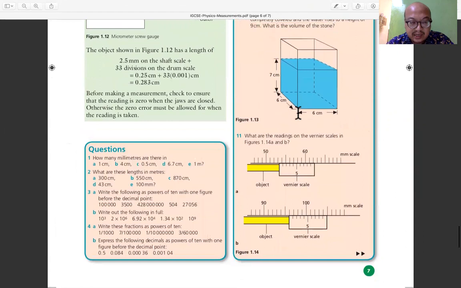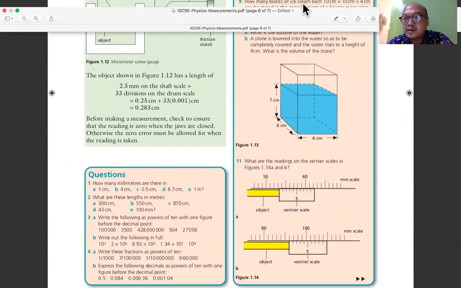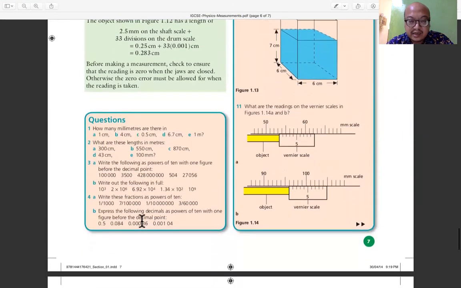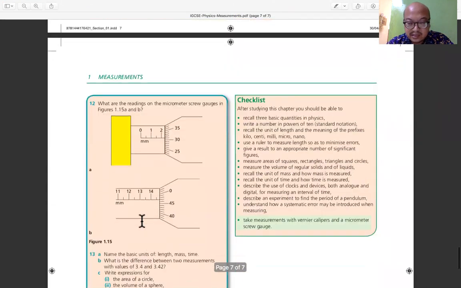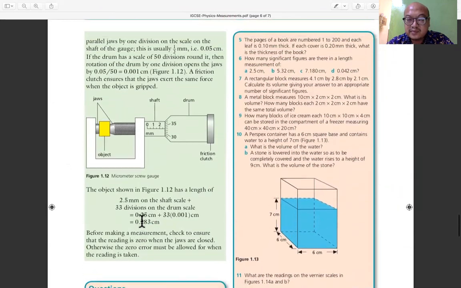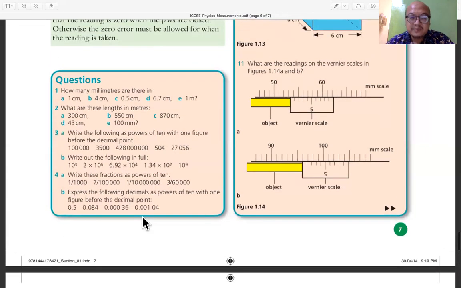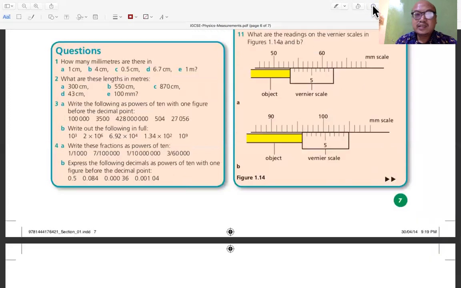Okay, yeah, we have some question here. Let's try, yeah. Oke, kita coba ya. Question: how many millimeter are there in 1 centimeter, 4 centimeter, 0.5 centimeter, 6.7 centimeter, 1 meter? Okay, they ask me about in millimeter.